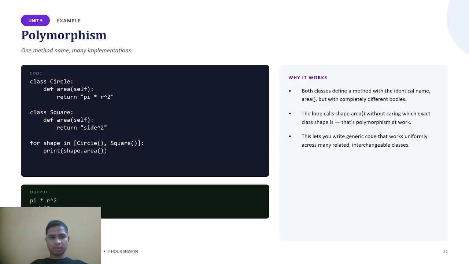By the example, we can see that we have a class Circle, and we have defined it, and we are giving a value of pi and multiplying it by r square, the formula of a circle, pi r square. If we are writing a square, we create a class Square, and we define its area, and the area will be side square. And for shape in circle and square, print shape.area. So it will print pi r square and side square.